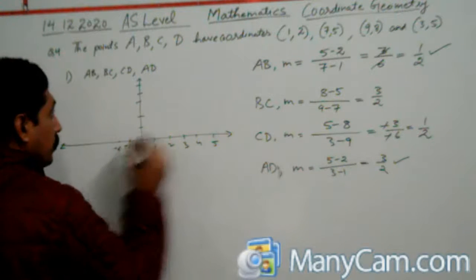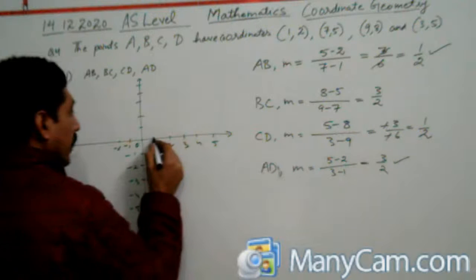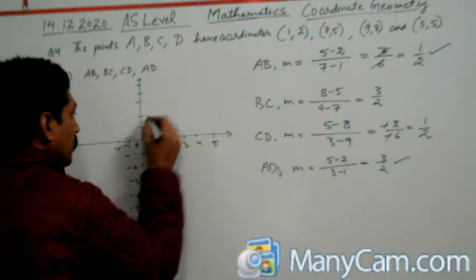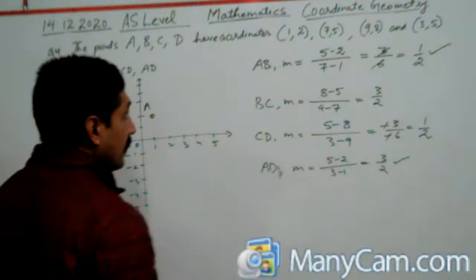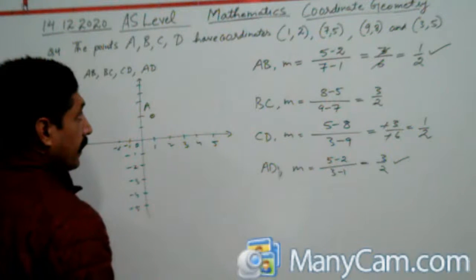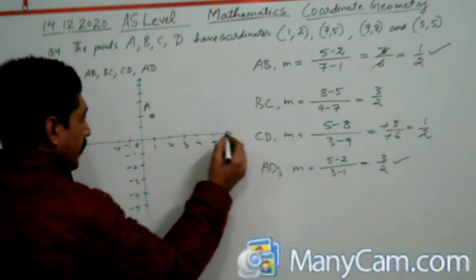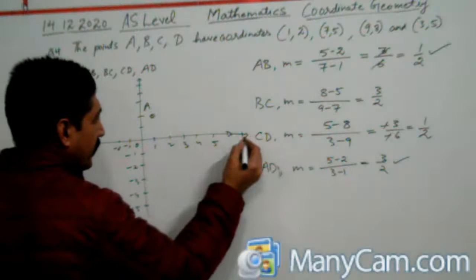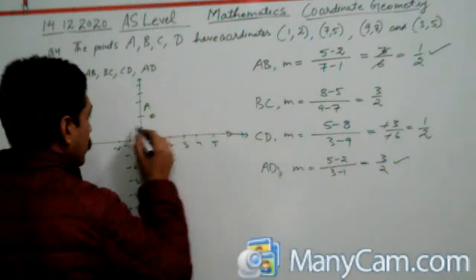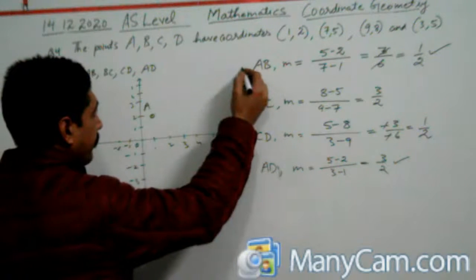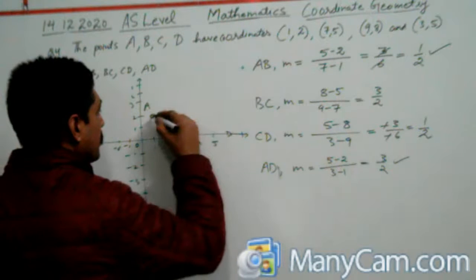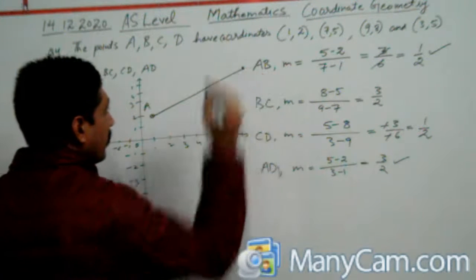-1, -2, 1 and 2. X is 1, y is 2. This is the point here, A point, right? And another point is 7, 5. X is 7 and y is 5. So 1, 2, 3, 4, 5. So near about here, right? So this is your AB.